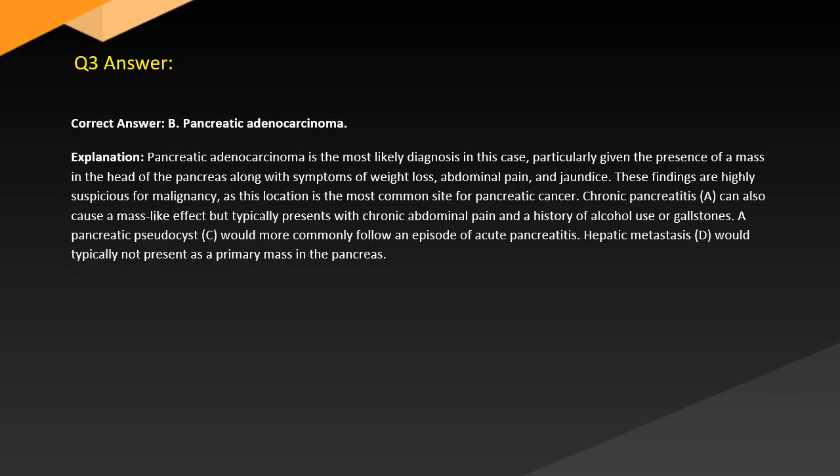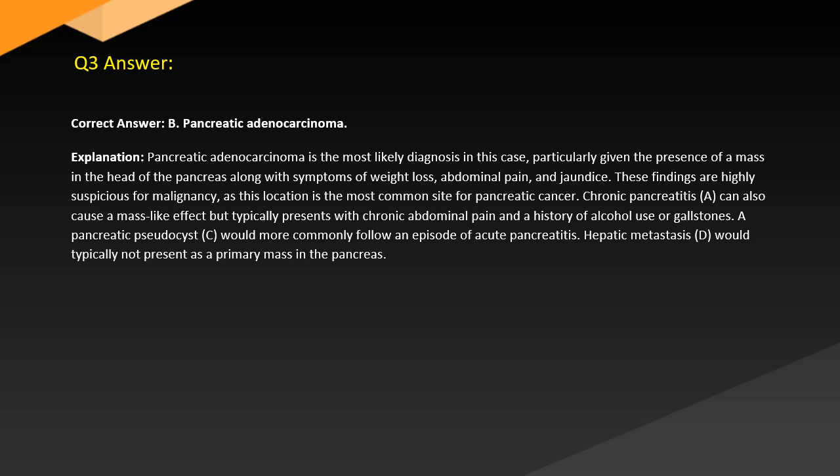Answer. Correct answer: B. Pancreatic adenocarcinoma. Explanation. Pancreatic adenocarcinoma is the most likely diagnosis in this case, particularly given the presence of a mass in the head of the pancreas along with symptoms of weight loss, abdominal pain, and jaundice. These findings are highly suspicious for malignancy, as this location is the most common site for pancreatic cancer.